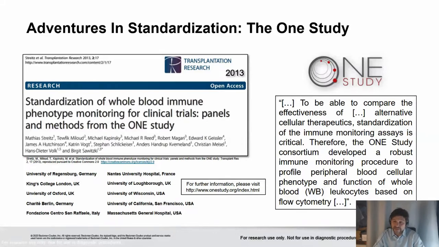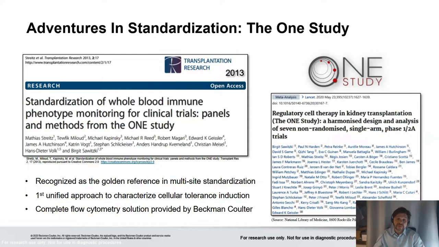And therefore, the ONE Study consortium developed together with us, Beckman Coulter Life Sciences, a very robust immune monitoring procedure that is laid down in this paper that you see here on the left, which is today recognized as a golden reference standard in multi-site standardization for flow cytometry, where Beckman Coulter proudly provided the whole flow cytometry solution to this eight-center study.